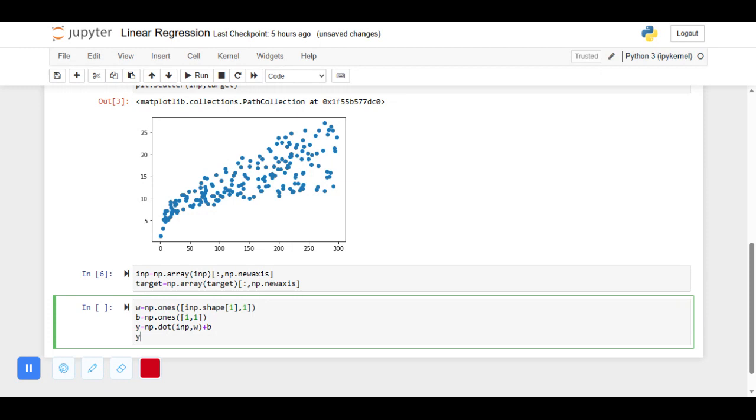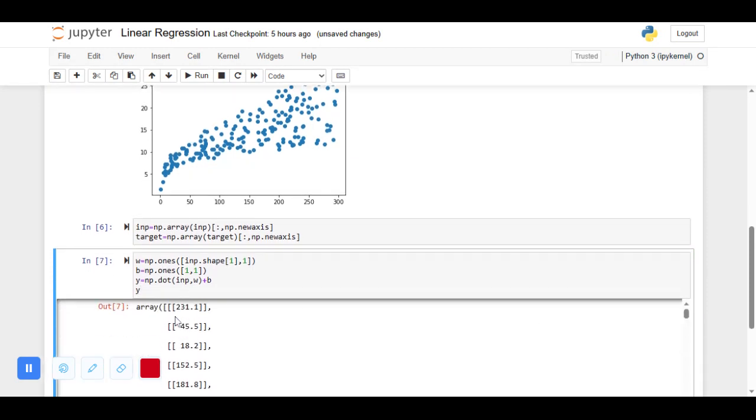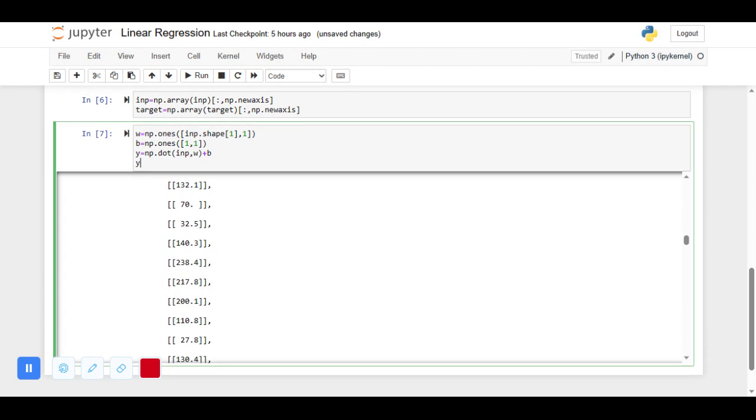Now let's look at the predicted value. This is our predicted value y. After getting the predicted value, we have to calculate the error. How much is our error? Based on the error we will decide whether to further improve the value of w and bias or not. MSE is mean square error. So what is the error? The error is target minus predicted value.